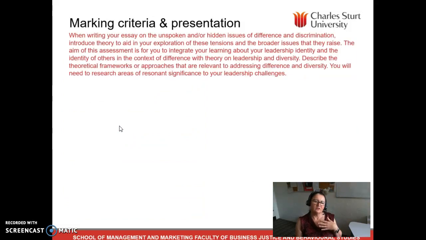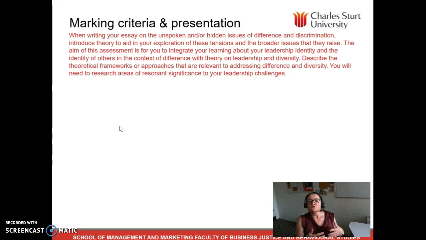The marking criteria and presentation. When writing your essay on the unspoken and hidden issues of difference and discrimination, introduce theory to aid in your exploration of these tensions and the broader issues that they raise. Some of these might be in-group and out-group behaviour. What are these in-groups? What are the out-groups? And how does that relate to the theory that you've learnt about in-group and out-group behaviours? That's one example. Okay? There might also be language being used that is not inclusive, which is discriminating against certain people that work in your organisation.